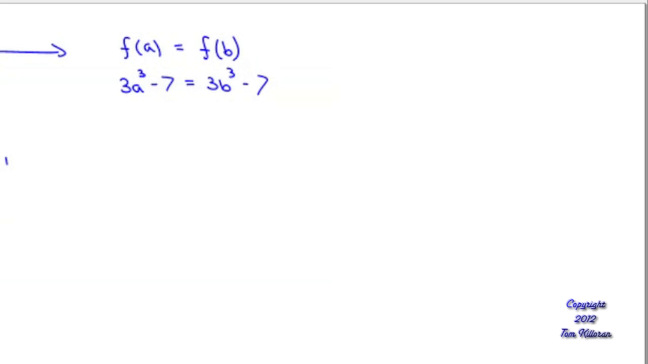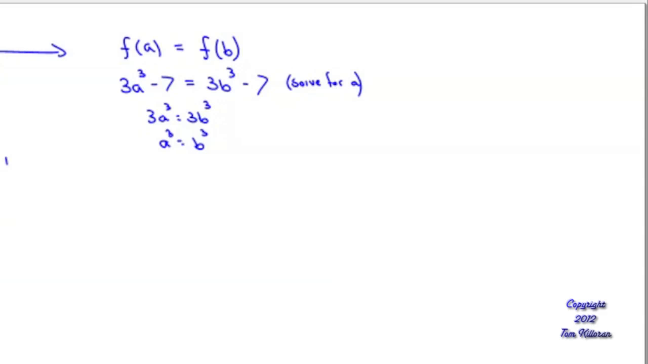Now, when you get to this part here, there's an invisible rule. It's basically solve for a. It doesn't matter which one you solve for, but usually people choose a. So when you start solving for a, what happens to the 7s? They both cancel and you get 3a cubed is equal to 3b cubed. What happens to the 3s? They cancel and you get a cubed is equal to b cubed. How do you get rid of a cube?